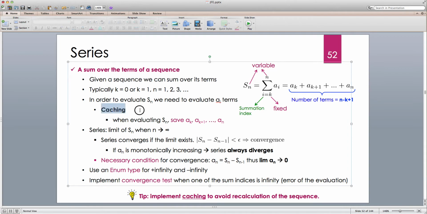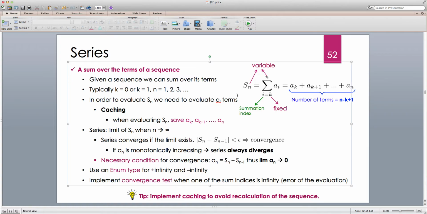And what it means is that let's say I calculate S0, S1, S2. If I want to calculate S3, instead of calculating all the terms of a, I can save S2 and just calculate a at 3, and then add it to the previous term. If I want to calculate S1000, and I have already calculated S999, then I can just use that value and add a_1000 to it. All right, this is again memoization or caching.